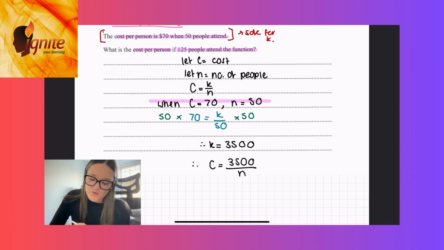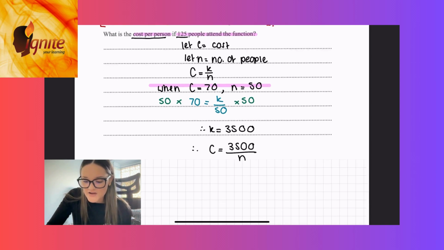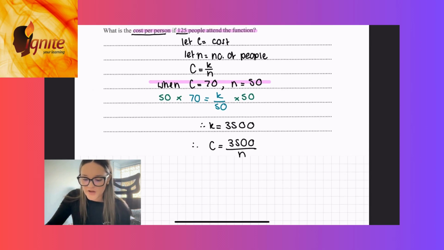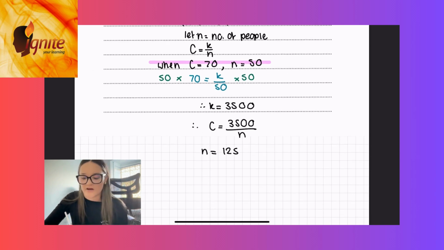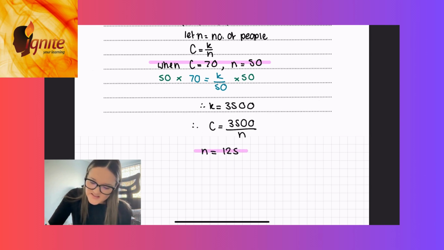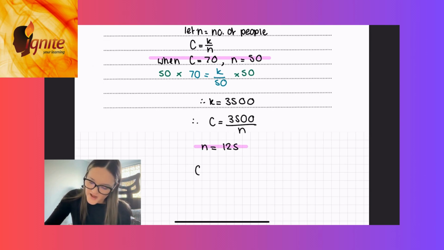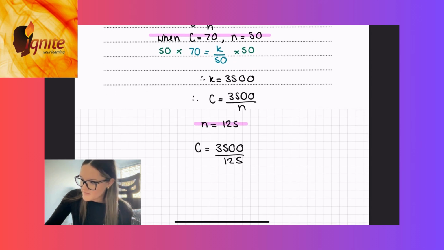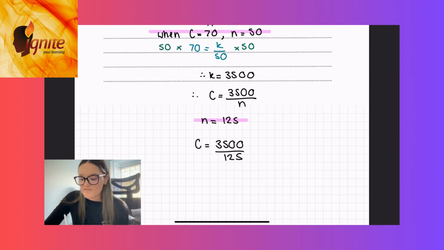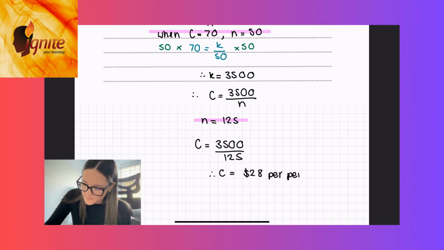So the question asks me, what is the cost per person if 125 people attend the function? So here we're solving for c when n is equal to 125, the number of people at the function. Here, we can just substitute our n value into the equation that we just found. So we get c is going to equal 3,500 over 125. Dividing 3,500 by 125, we get that the cost is going to equal $28 per person.